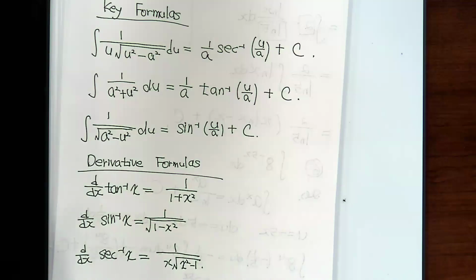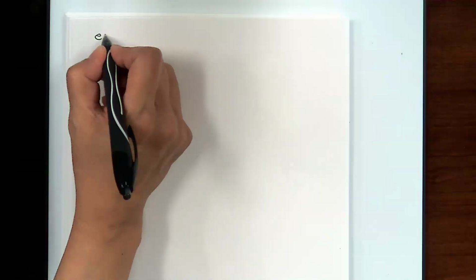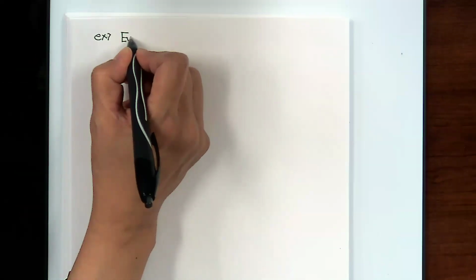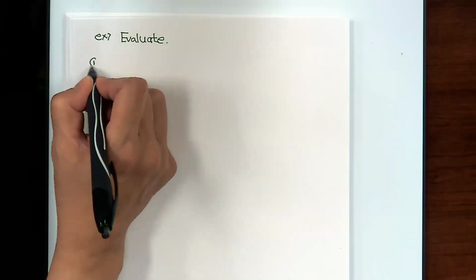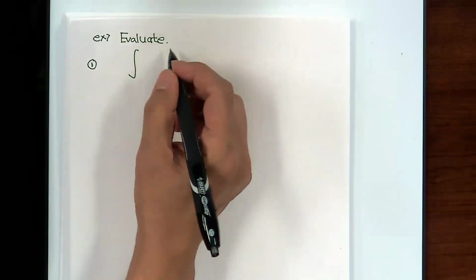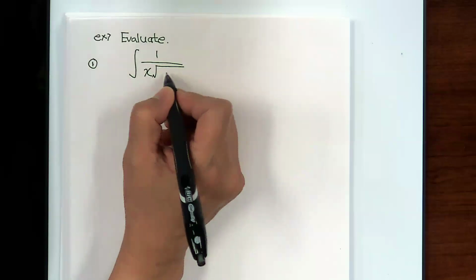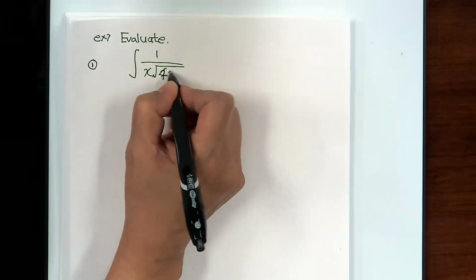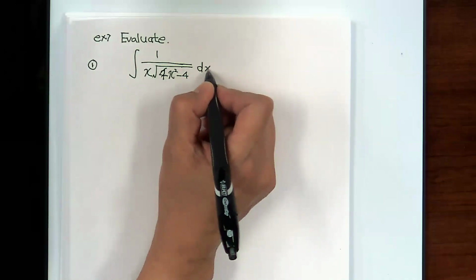Did everybody copy? We have the integral of 1 over x times square root of 4x squared minus 4 dx.